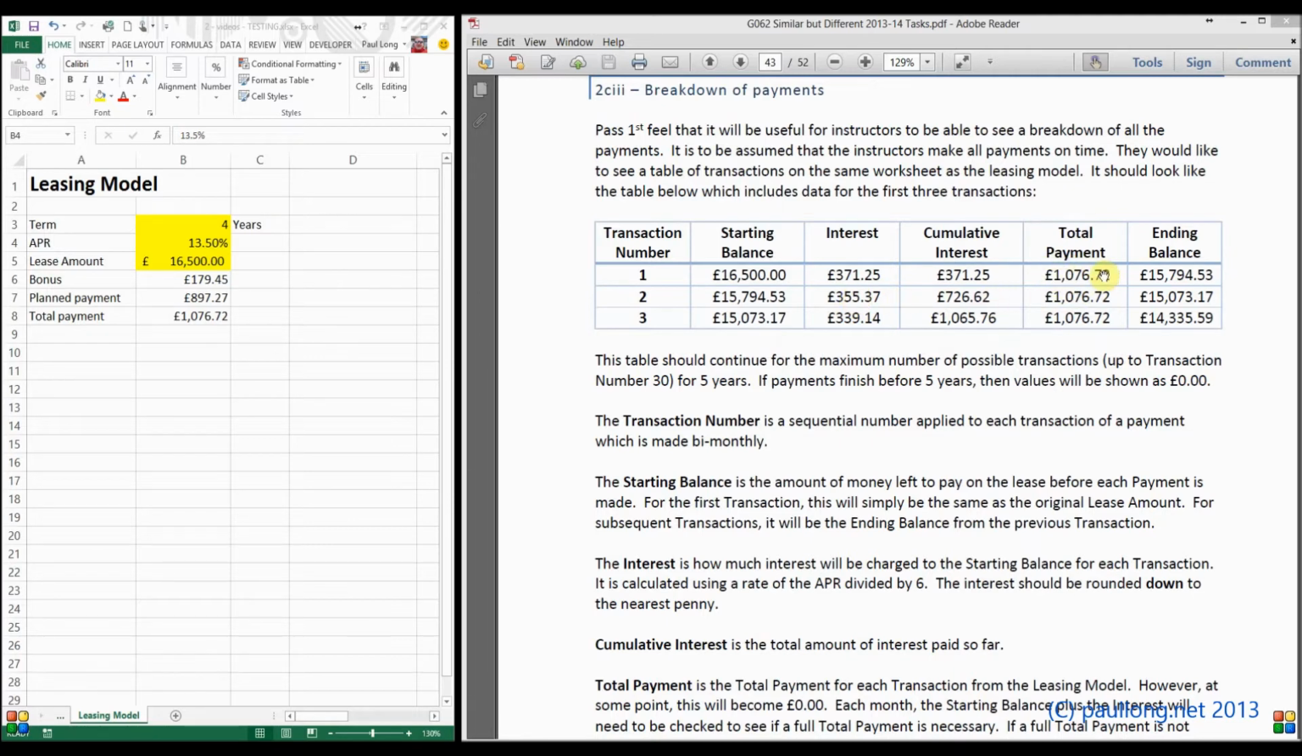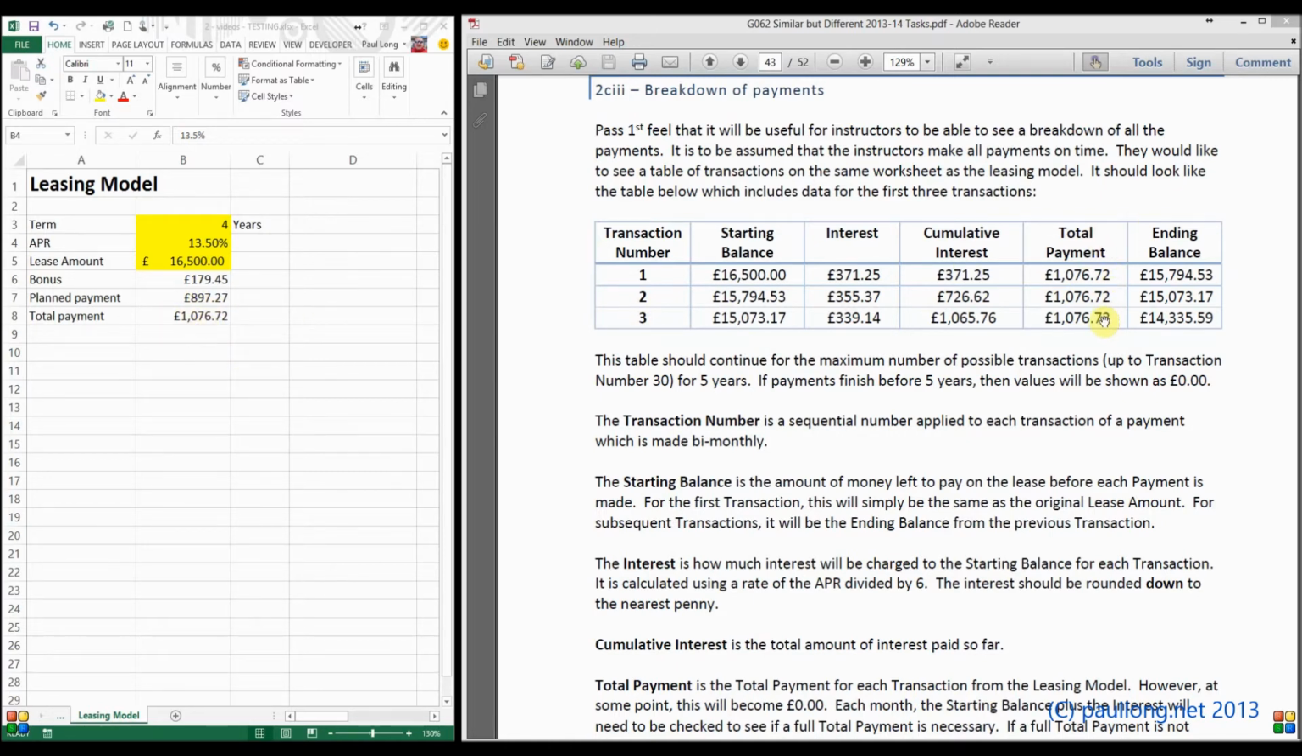The total payment is how much is being paid that month. Now in the vast majority of cases it will be £1,076.72. Well, that is what the case is in this one. It will of course vary, but it will just be whatever the total payment is here.